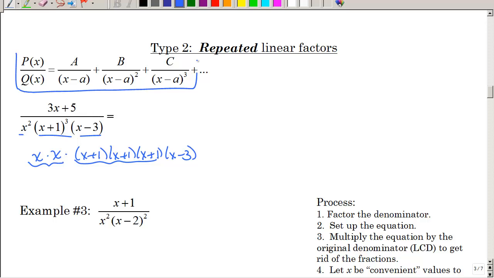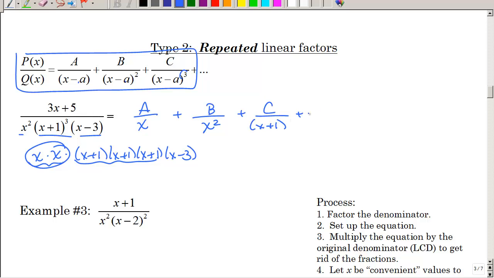And what is that saying? It says, well, if you have something repeated, you just keep writing it out until you reach that power. So we're going to have A over x plus B over x squared. That takes care of that one. Plus C over x + 1, D over (x + 1) to the second power, E over (x + 1) to the third power. And that takes care of that, to the first, second, third.